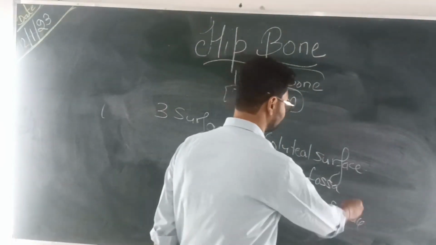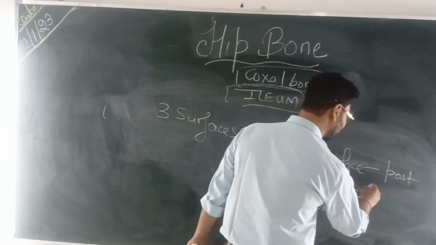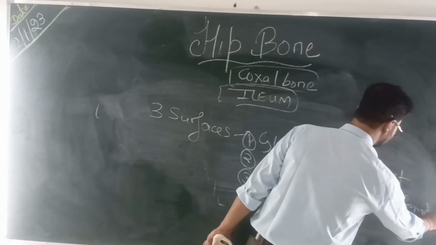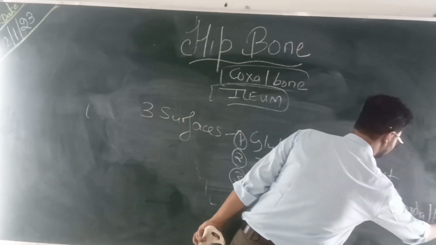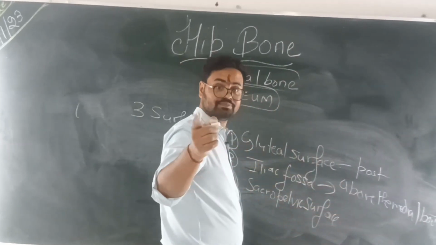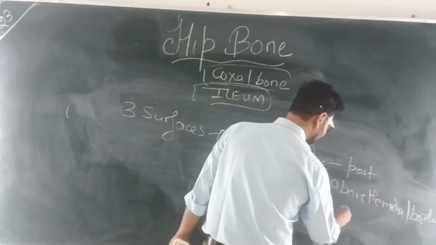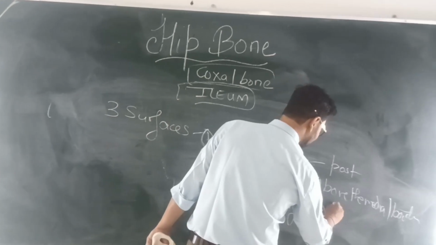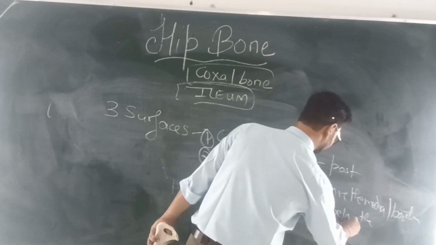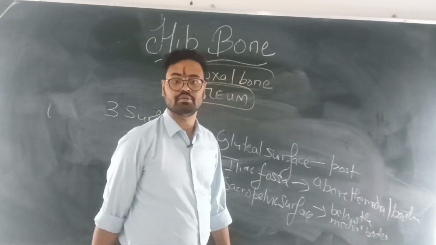So what is the gluteal surface? The gluteal surface is the posterior surface, right? And what is the iliac fossa? Above the medial border is the iliac fossa. And what is the sacropelvic surface? Is it visible? The sacropelvic surface is the surface below the medial border. I hope you got my point.